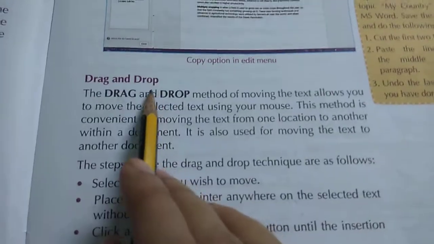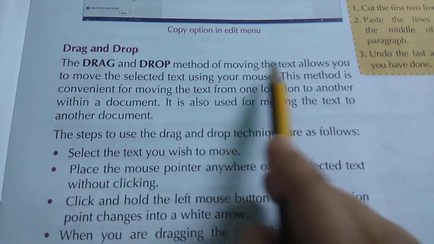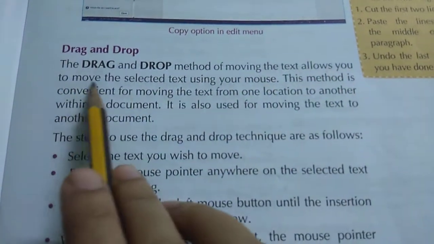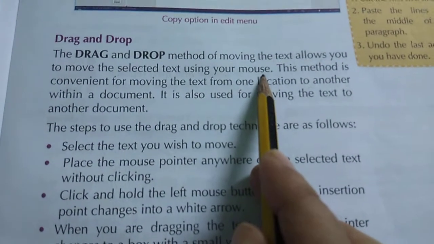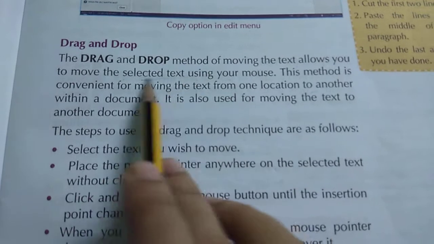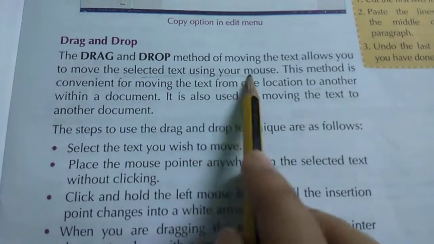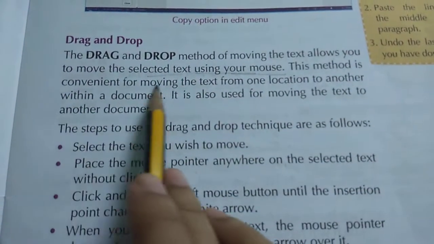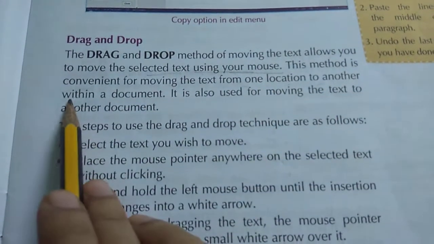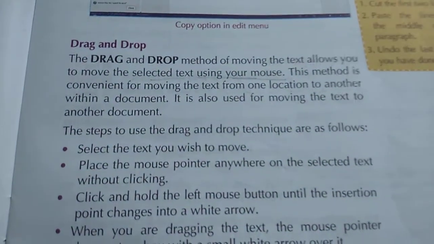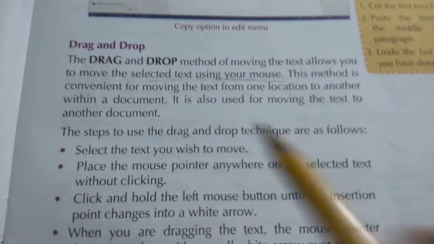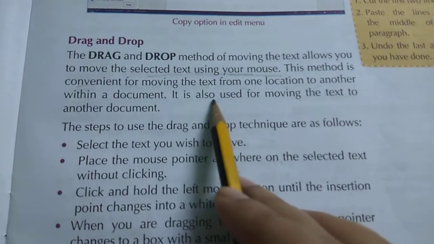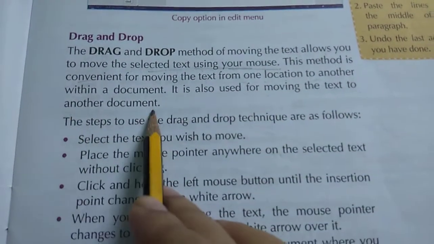Now, next is drag and drop. The drag and drop method of moving the text allows you to move the selected text using your mouse. Okay, you will drag and drop it by using the mouse. This method is convenient for moving the text from one location to another within a document. Okay, from one place to another within a document. This method is very easy, convenient, means very suitable. It is also used for moving the text to another document.